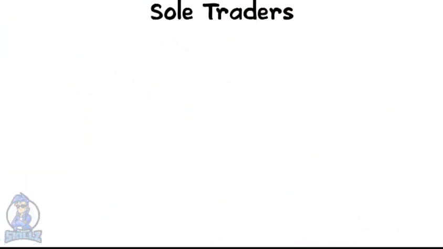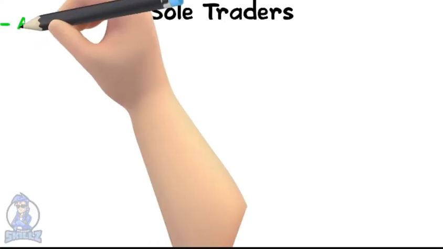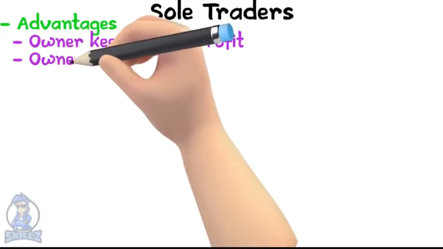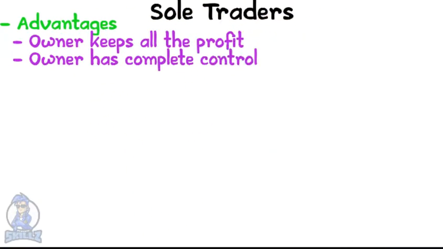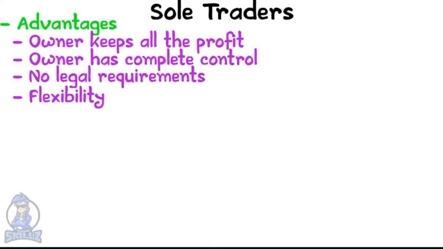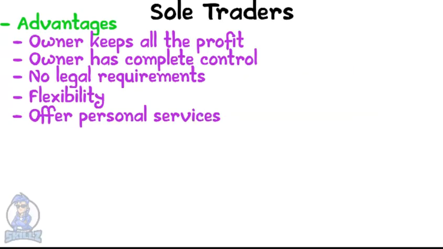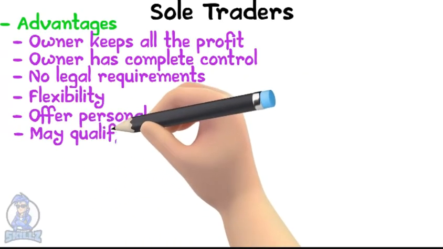Now let's take a look at the advantages and disadvantages of sole traders. Advantages. Owner keeps all the profits. Owner has complete control. There are no legal requirements. Flexibility, meaning they can adapt to changes quickly. Offer personal service to consumers. May qualify for government help.